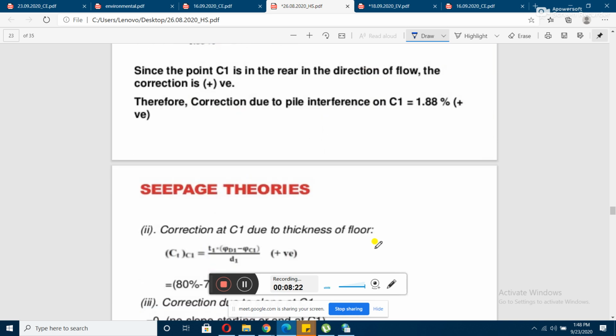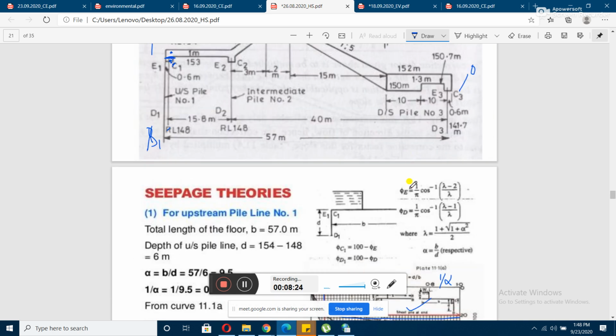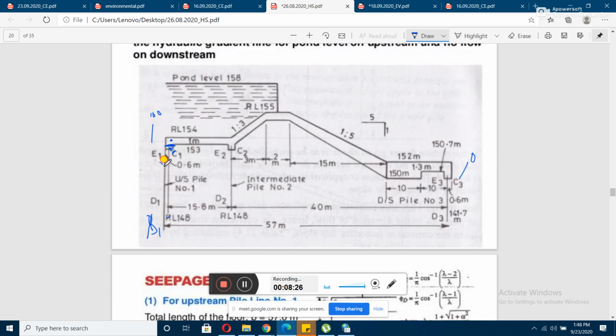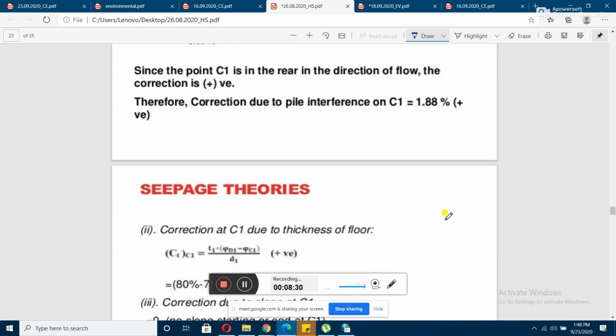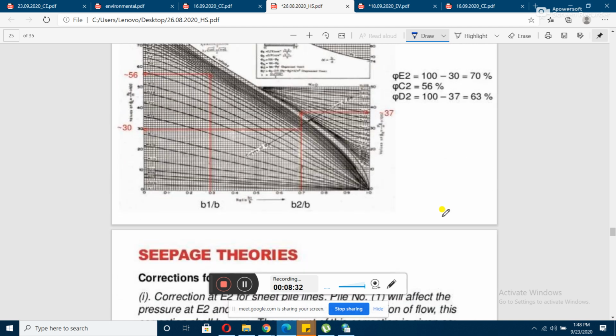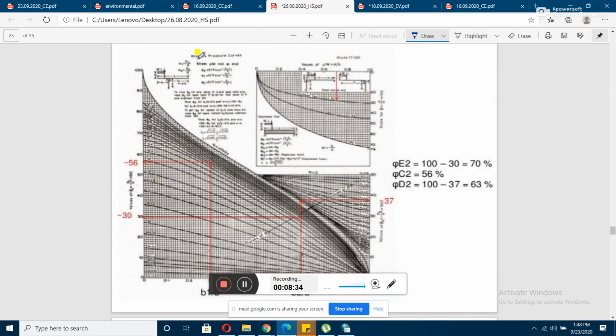So for the upstream pile as well, meaning for this pile as well as for this pile, we will be using this curve, whereas this one you can see is the image of an intermediate pile. So this curve will be used for the intermediate pile, for determination of the pressure heads at the intermediate pile. So you can see that, right? So how has this been used from the graph? Look at each of these lines.